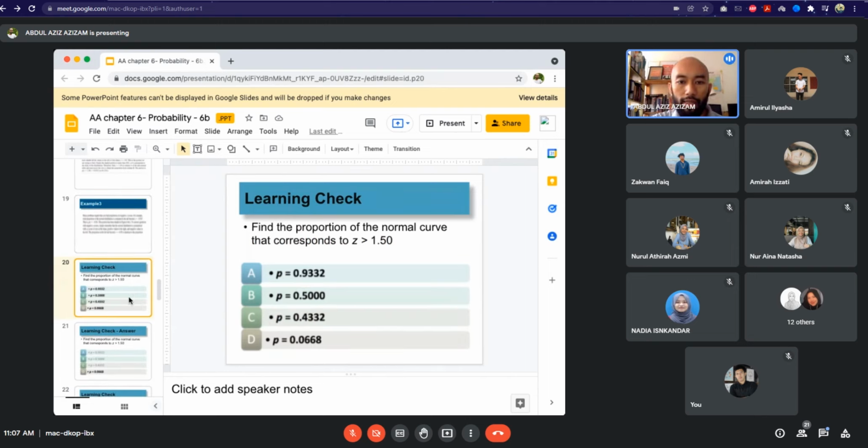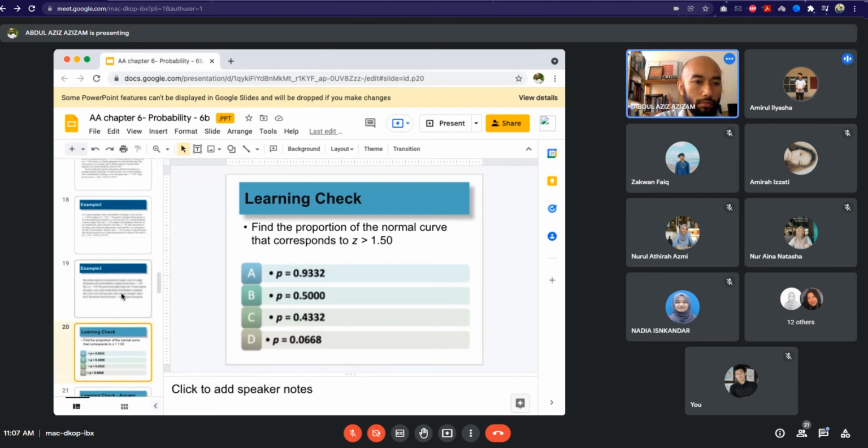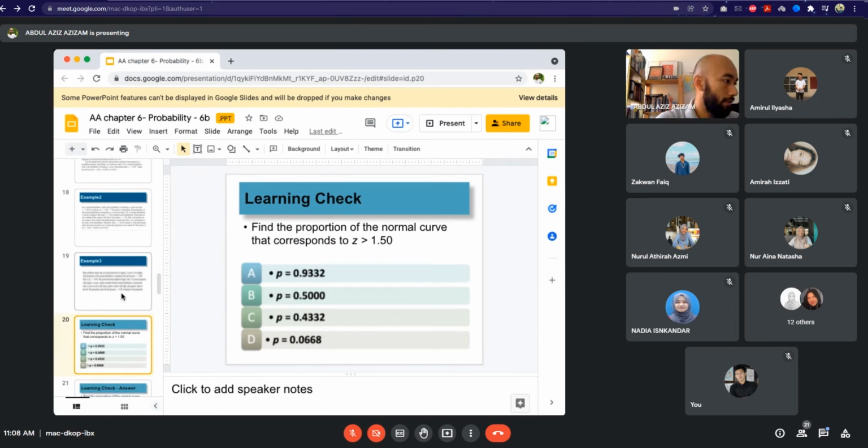Okay, so kita nak tengok dekat normal table. Find the proportion of normal curve corresponding to Z greater than 1.5. Berapa? Tolong buat. Boleh? Ingat balik step dia. First you kena sketch dulu, then baru you boleh tahu. Berapa jawapannya? Sekejap sir, nak sketch. Alright.